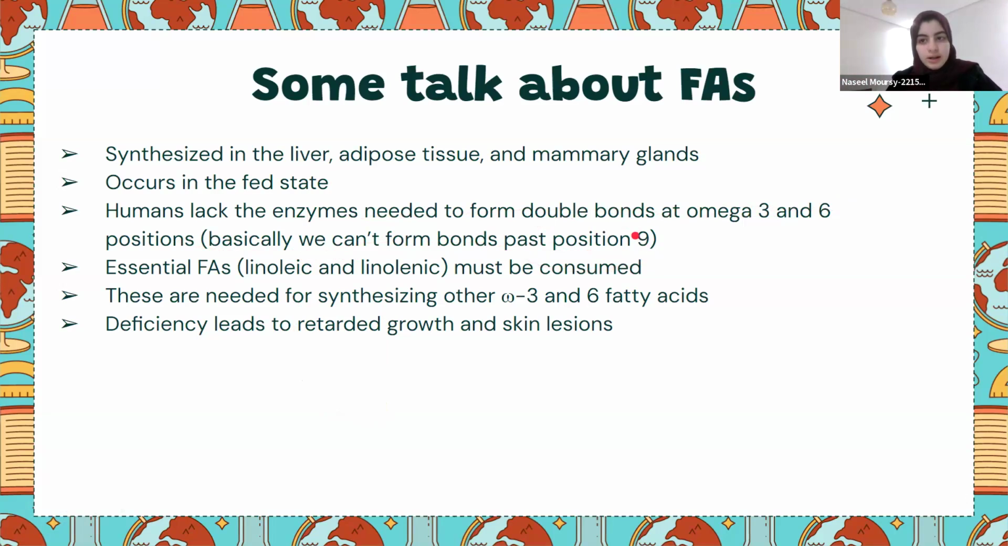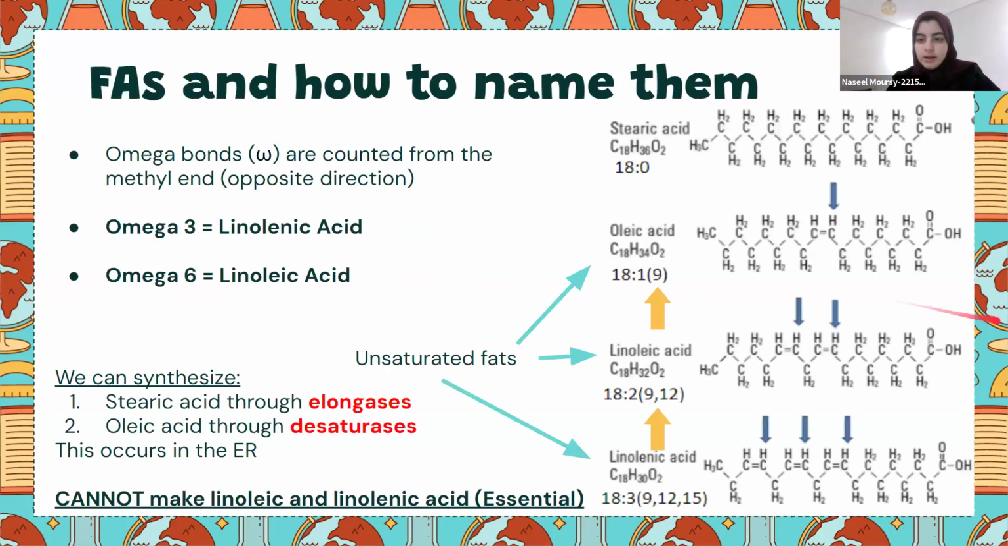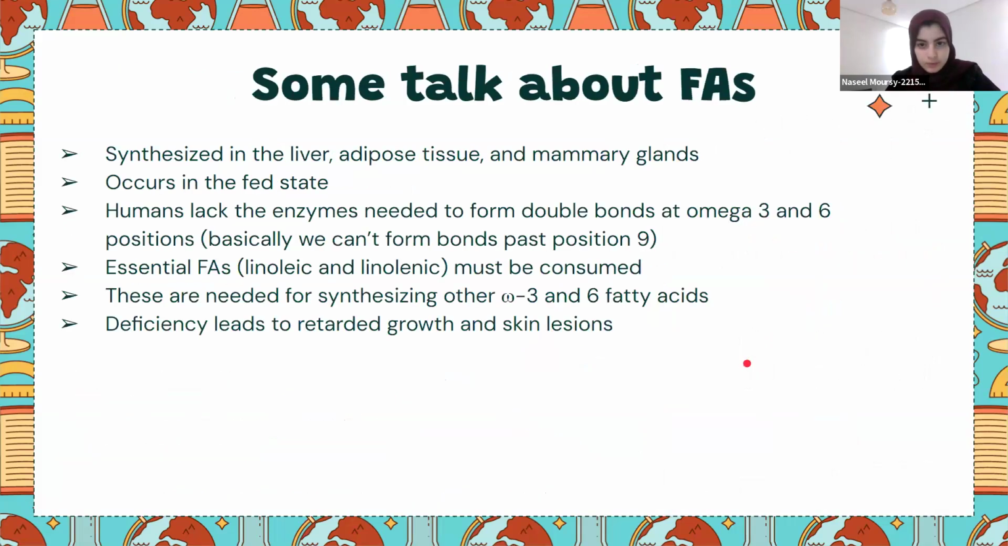Now, when I say position 9, I'm counting from the normal end, the COOH end. Going back here, as you can see, we were able to form oleic acid, and it is at carbon number 9. But we cannot go to carbon 12 and 15 in the body. We need to obtain these from food. So these essential fatty acids, linoleic and linolenic acid, must be consumed. And these two fatty acids are precursors to other fatty acids that have omega-3 and omega-6 bonds.